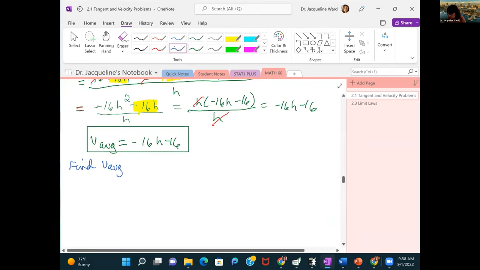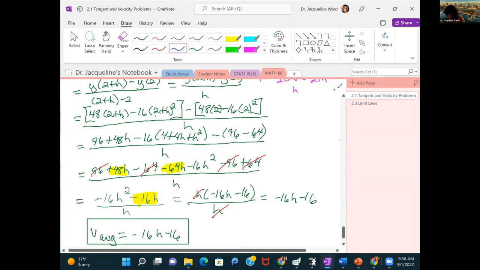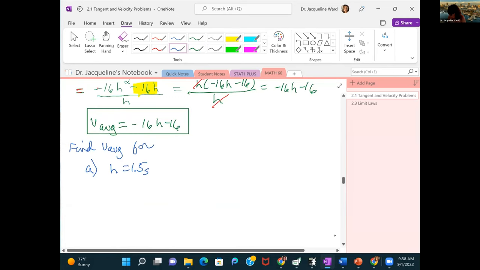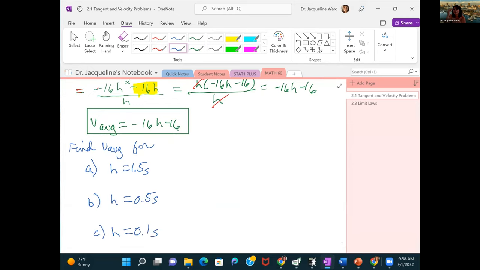Right, find the average for, like, suppose 1.5 seconds transpired. And how about if a half a second elapsed? How about if a tenth of a second elapsed? Well, now that you have that formula, literally all you have to do is plug in h. So you get negative 16 times 1.5 minus 16, and that's negative 40 feet per second.